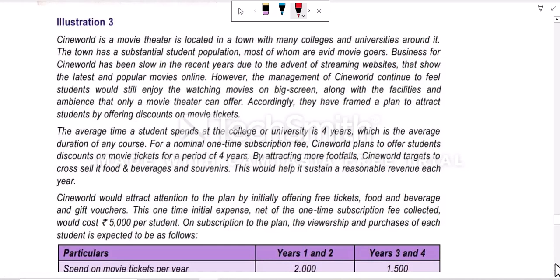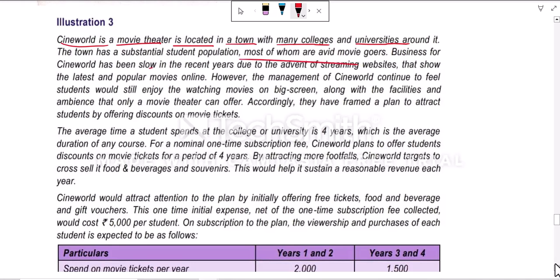So coming to the question, Cineworld is a movie theater, located in a town with many colleges and universities around it. So they have many colleges and universities near Cineworld. The town has a substantial student population, most of whom are avid movie goers. So there are many students in that area, and they will go to movies regularly.